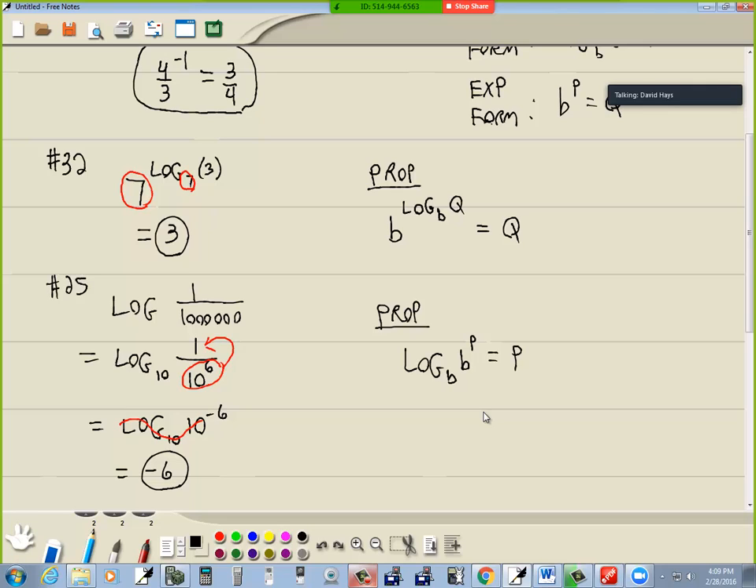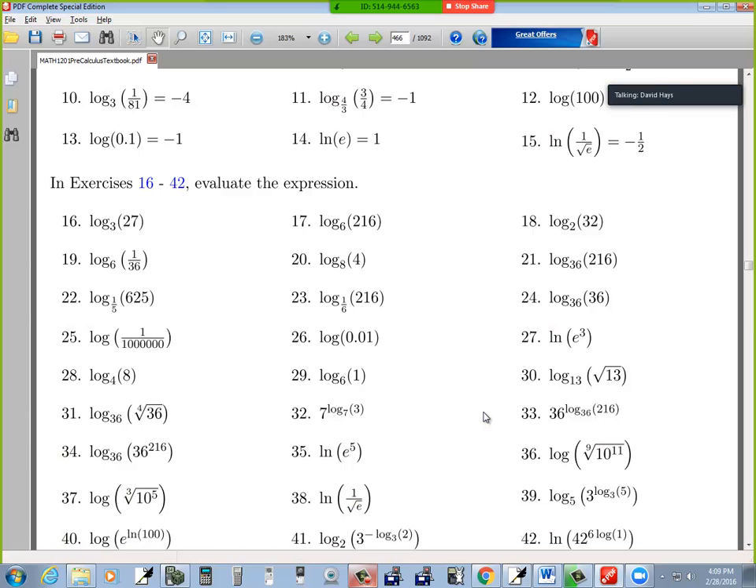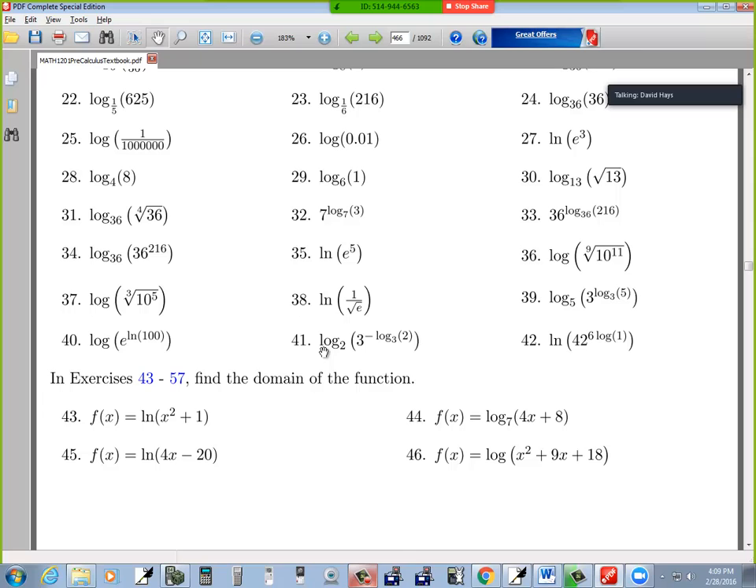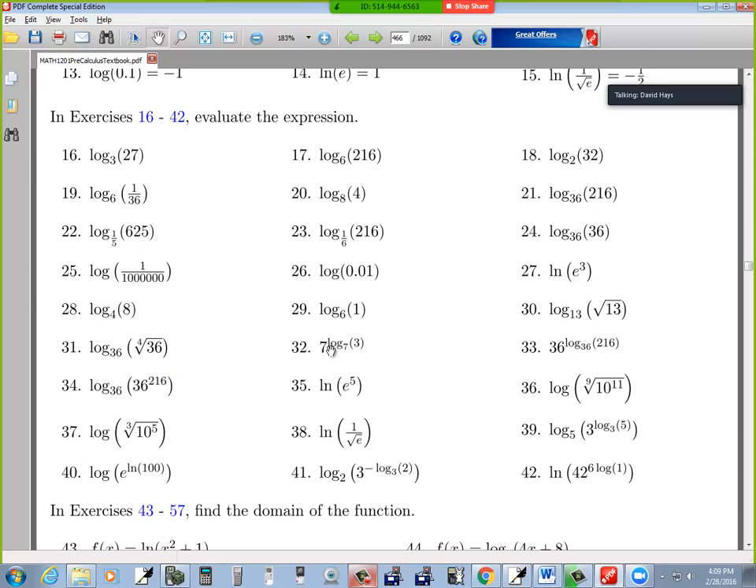Okay. Are there any other properties I should be aware of, Professor, for logarithms? There's like e, ln, is that natural log, and I forget what e is. Yeah, that's e, natural log. Okay.